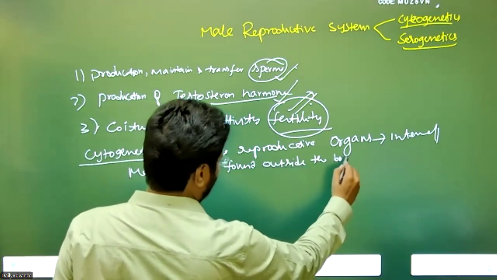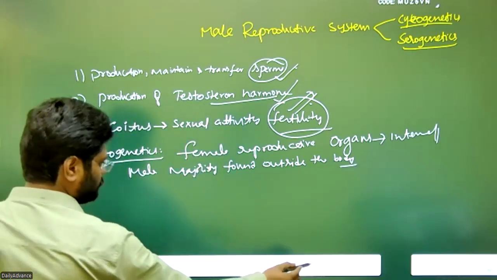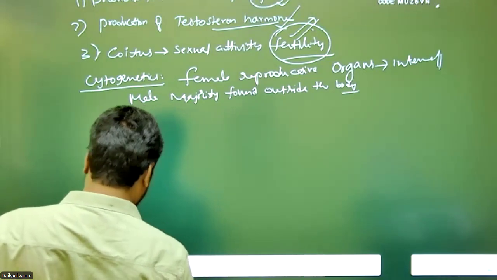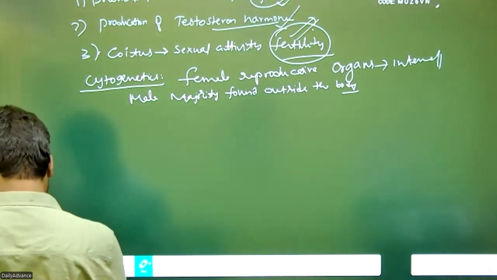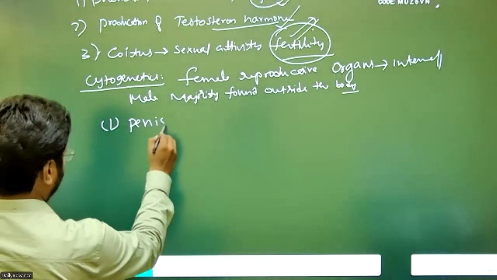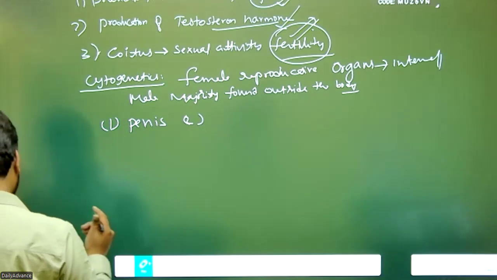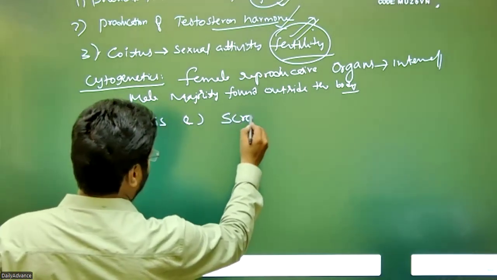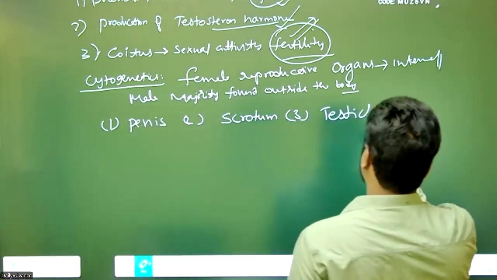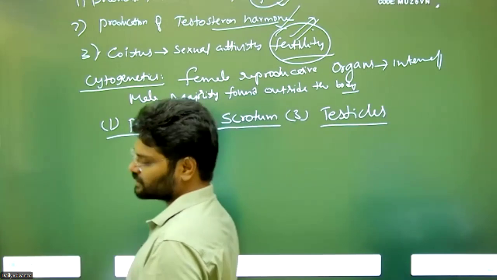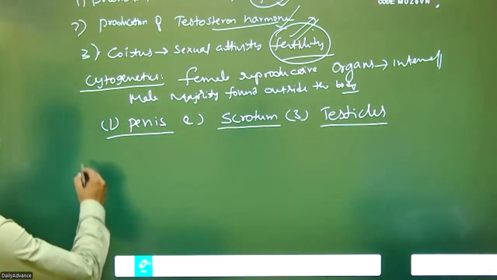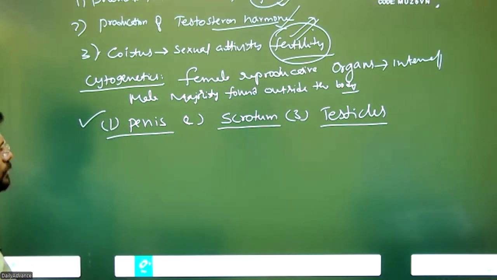So what are all those organs? Those organs are three in number. First, the penis. Second, the scrotum. And third, the testicles. So these three are present outside the body only. Understand? So the male reproductive system has three primary external organs: penis, scrotum, and testicles.